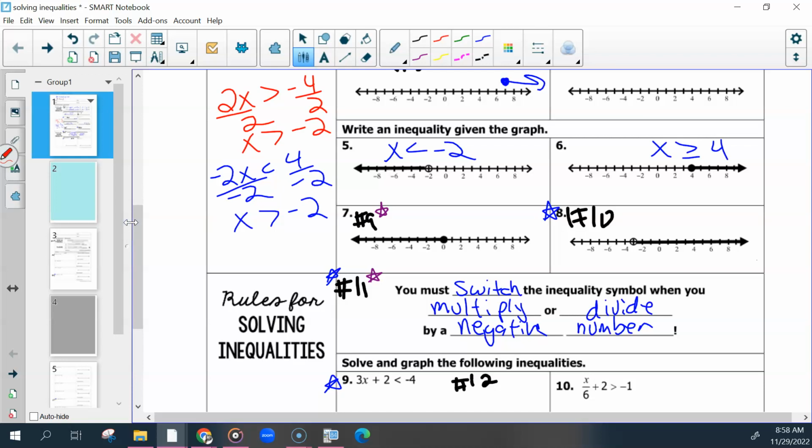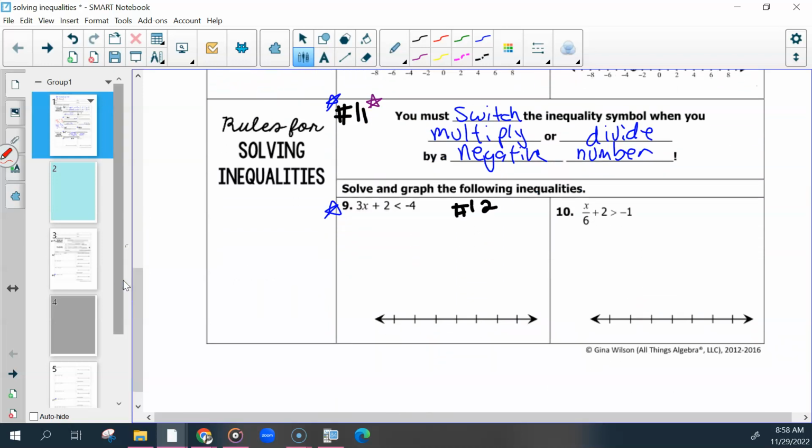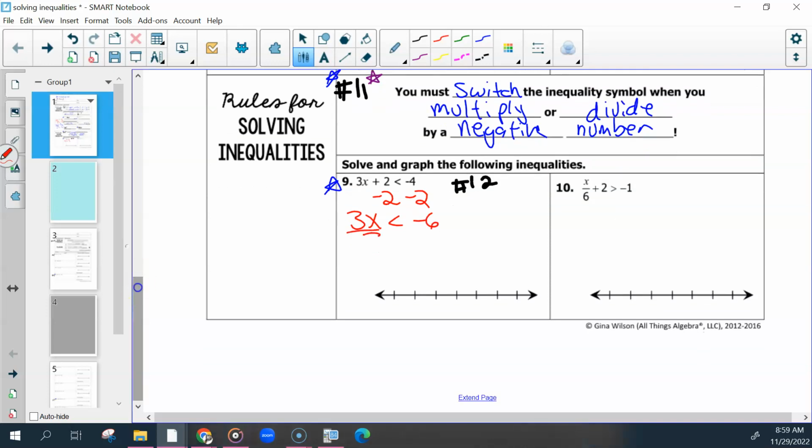Alright, so let's do some actual examples, because before we were just practicing. So we're going to start with number 9. Solve this just like a regular equation, except remember your inequality rules. So you're trying to get x by itself. You would move the 2 to the other side. Keep your inequality symbol. Don't change it to an equals. Divide both sides by 3. Would my sign change? No, not in this case.